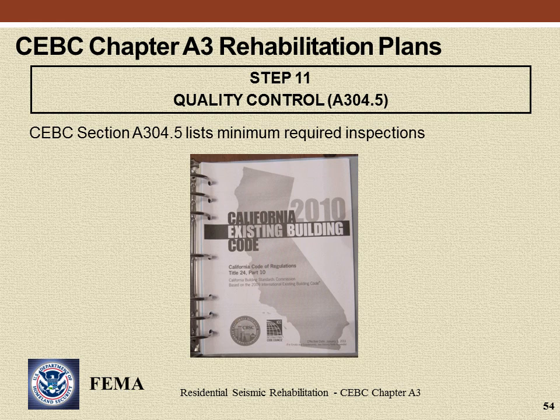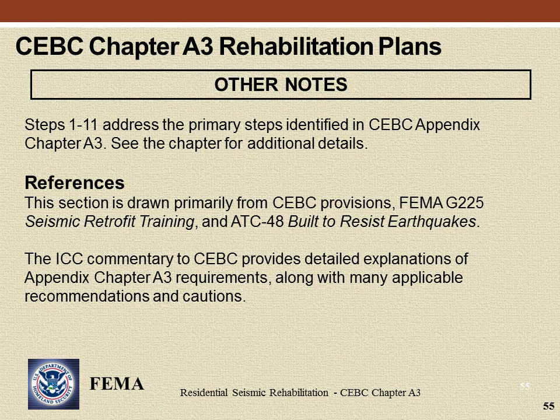Step 11. Building department minimum required inspections are listed as: 1. Placement and installation of adhesive and expansion anchors. 2. Installation and nailing of cripple wall bracing. 3. Work may be specified by the building department, such as requiring special inspection. Steps 1 through 11 address the primary steps identified by CEBC Appendix Chapter A3.